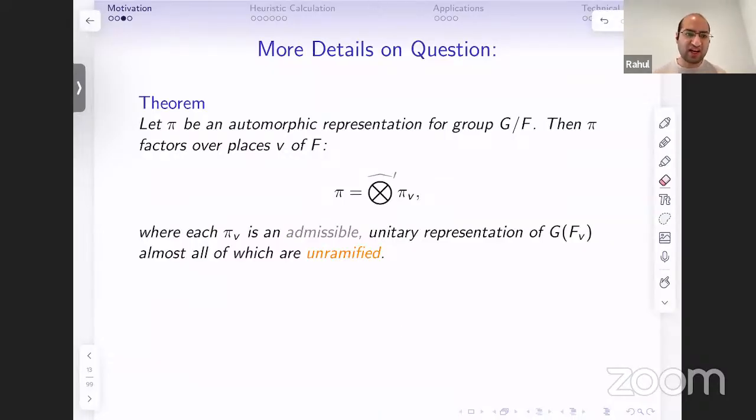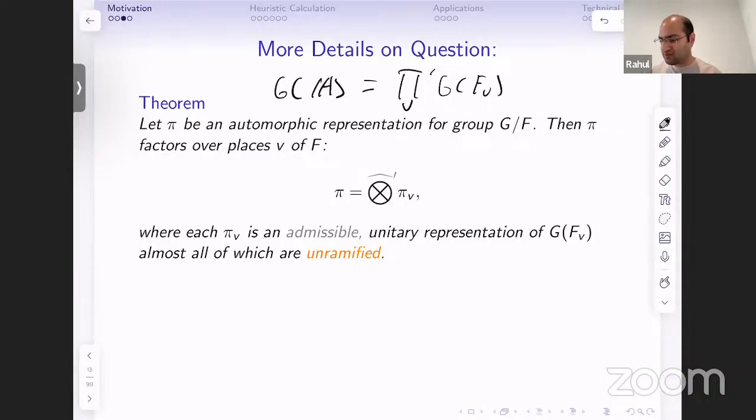So as a first result, the automorphic representation is a representation of G of the Adeles. And G of the Adeles basically factors as a product over places of the number field of G of the localization at that place. So an automorphic representation is an irreducible representation. And if you have an irreducible representation of a product of groups, that should just be the tensor product of irreducible representations of the individual groups. So up to some technicalities, because it's an infinite product, this basically works out for automorphic representations.